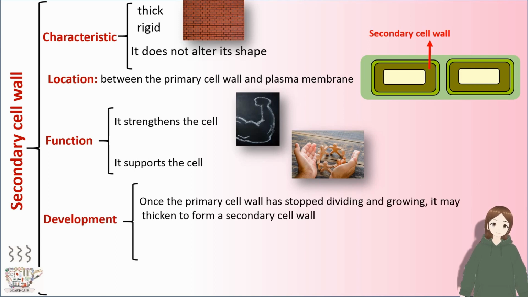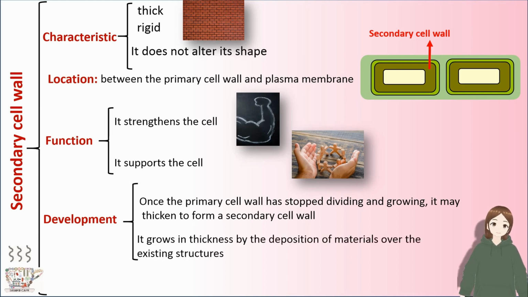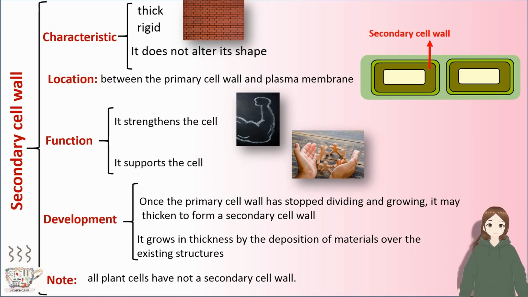Development. Once the primary cell wall has stopped dividing and growing, it may thicken to form a secondary cell wall. It grows in thickness by the deposition of material over the existing structures. We should know that not all plant cells have a secondary cell wall.